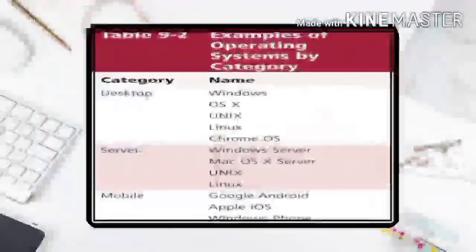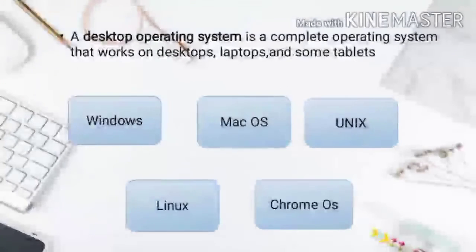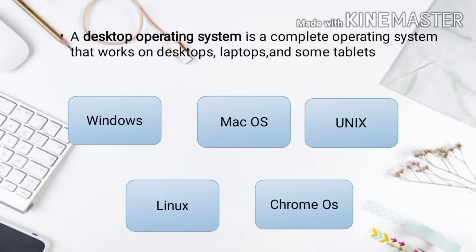Examples of operating systems by category. Windows, OS X, Unix, Linux, Chrome OS, Windows Server, Mac OS X Server, Unix, Linux, Google Android, Apple iOS, Windows Phone. Those are examples of operating systems by category. A desktop operating system is a complete operating system that works on desktops, laptops, and some tablets, like Windows, Mac OS, Unix, Linux, Chrome OS.